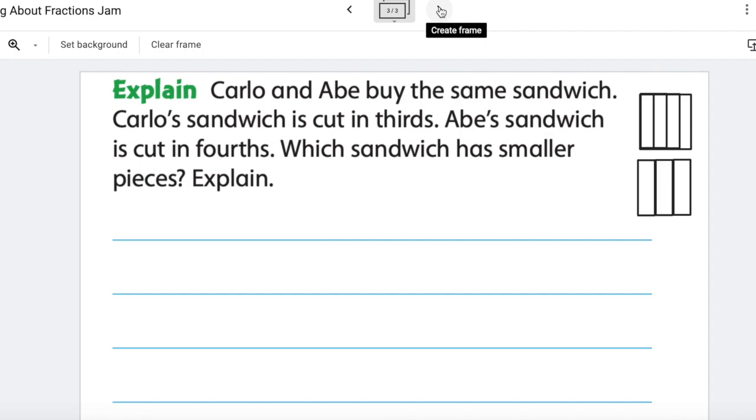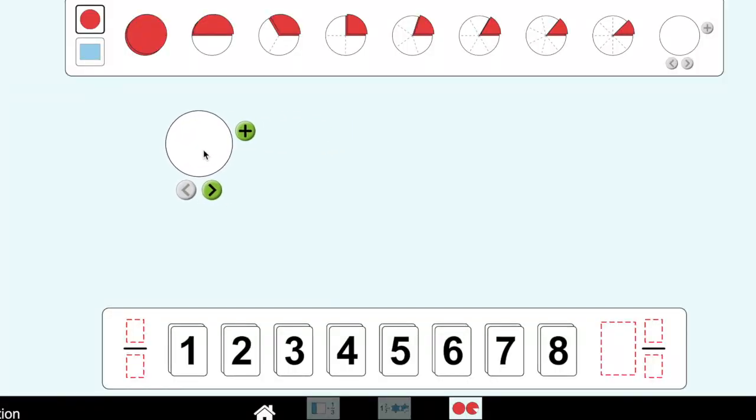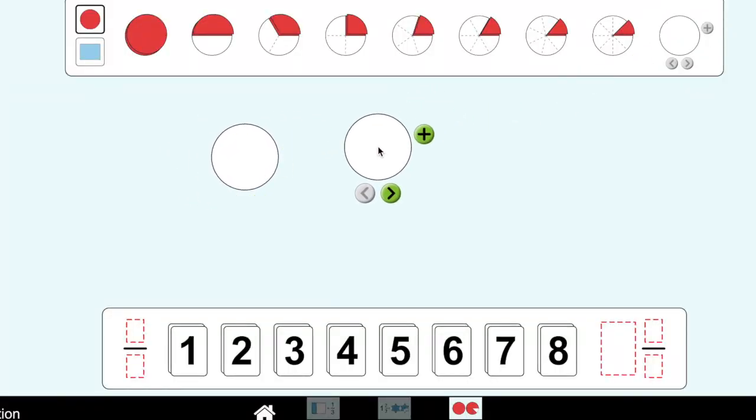This last problem connects to something that was really tricky for most of us. It's the idea that when you have fractions, the more pieces you cut, the smaller the pieces get. So let's take a look at 3 circles. This is a tool called the Fraction Builder, which you will get to play with on a different lesson.